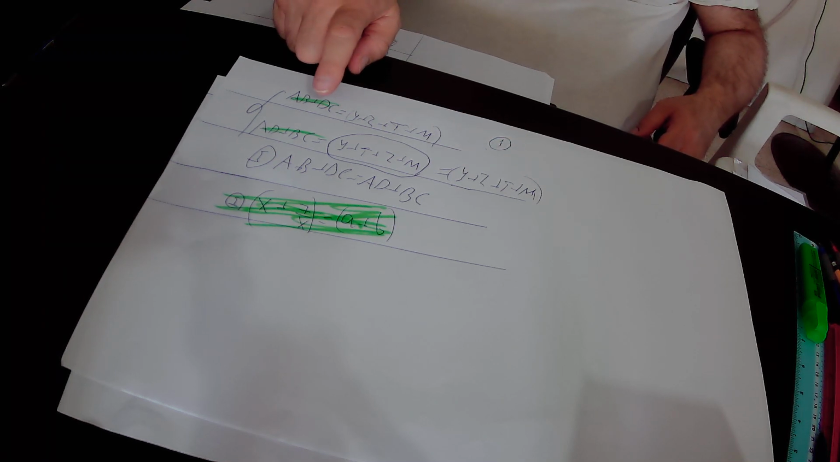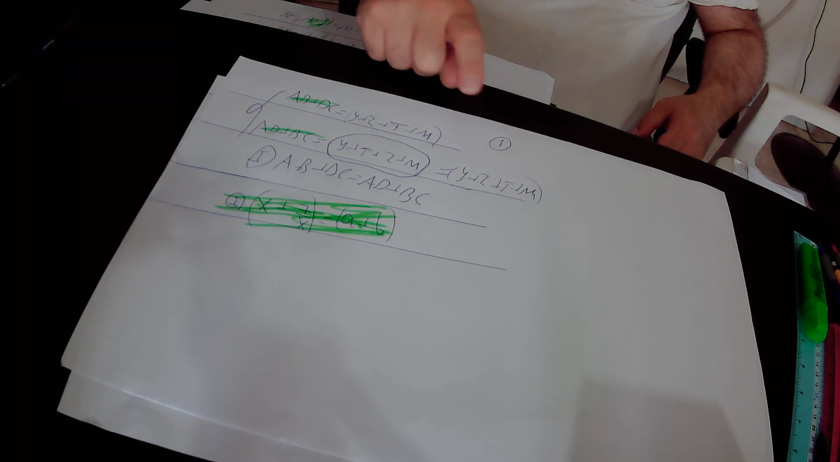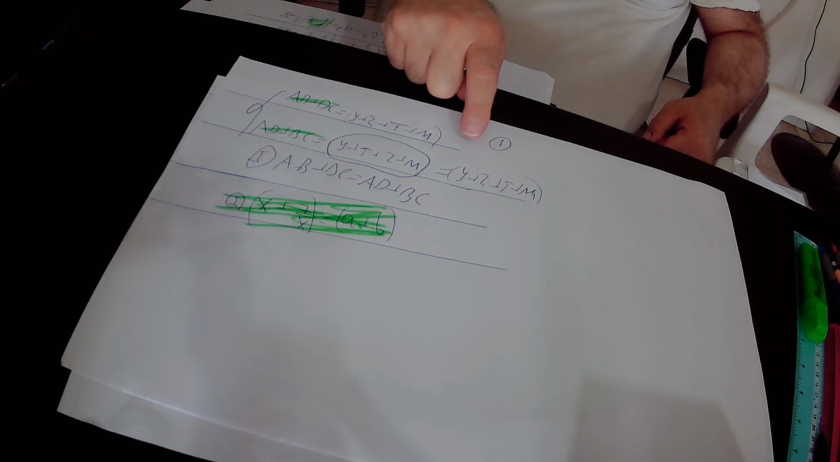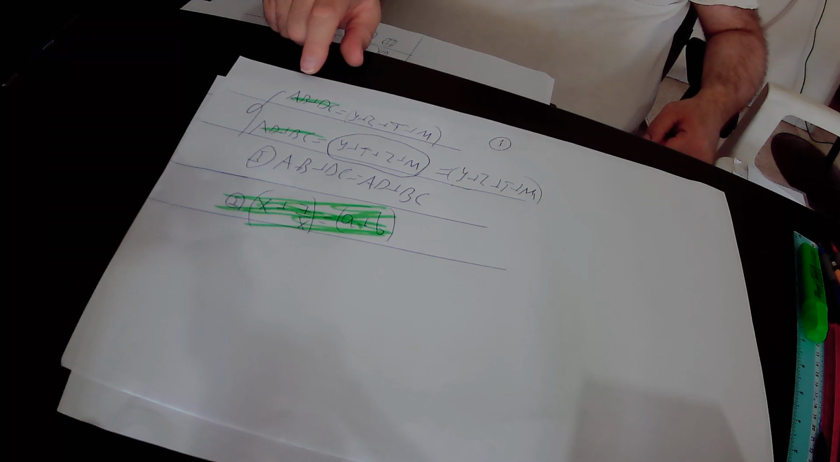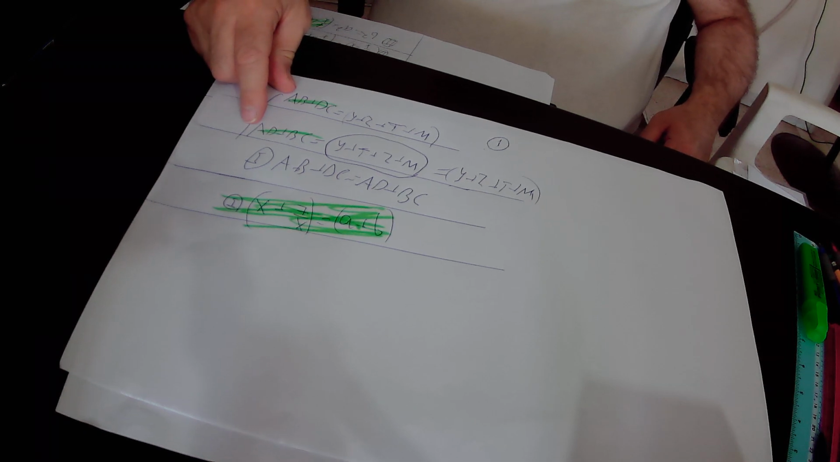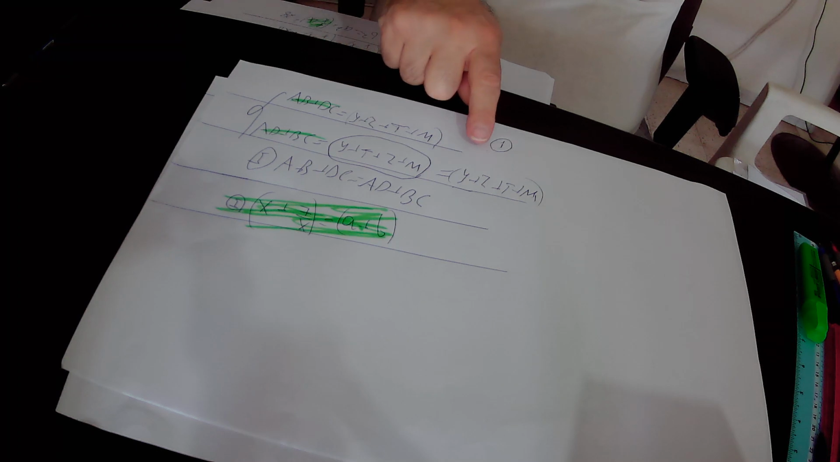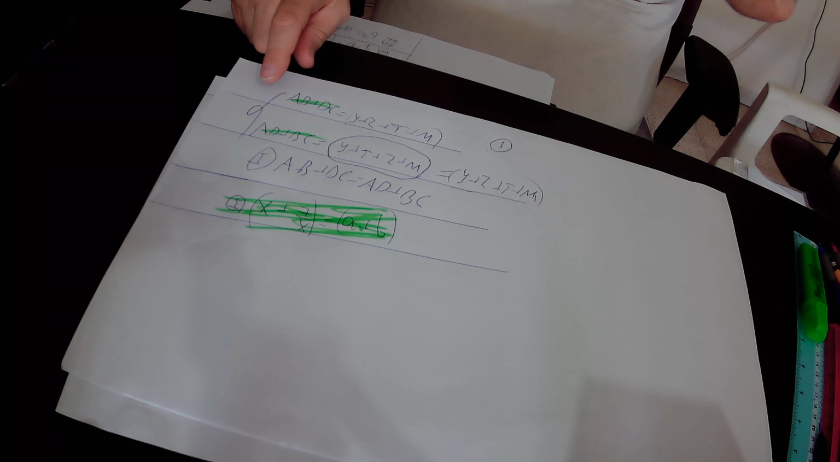So AD plus BC equals Y plus Z plus T plus M, and AB plus DC also equals Y plus Z plus T plus M. So those two expressions in the green color are both equal to the same third expression, that is actually Y plus Z plus T plus M, and therefore they are equal to each other. That is to say, AB plus DC equals AD plus BC. This is actually equation 1.